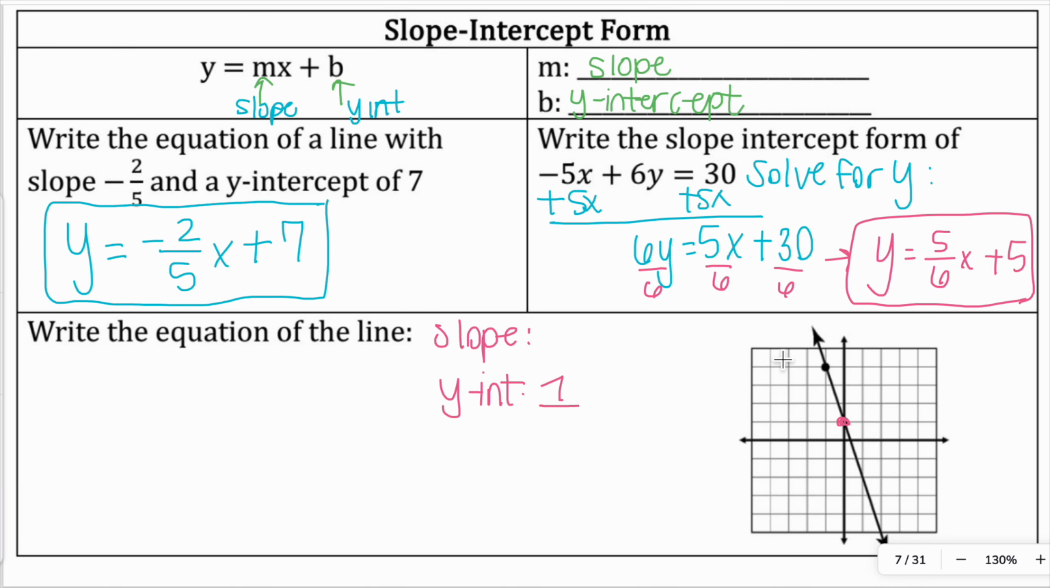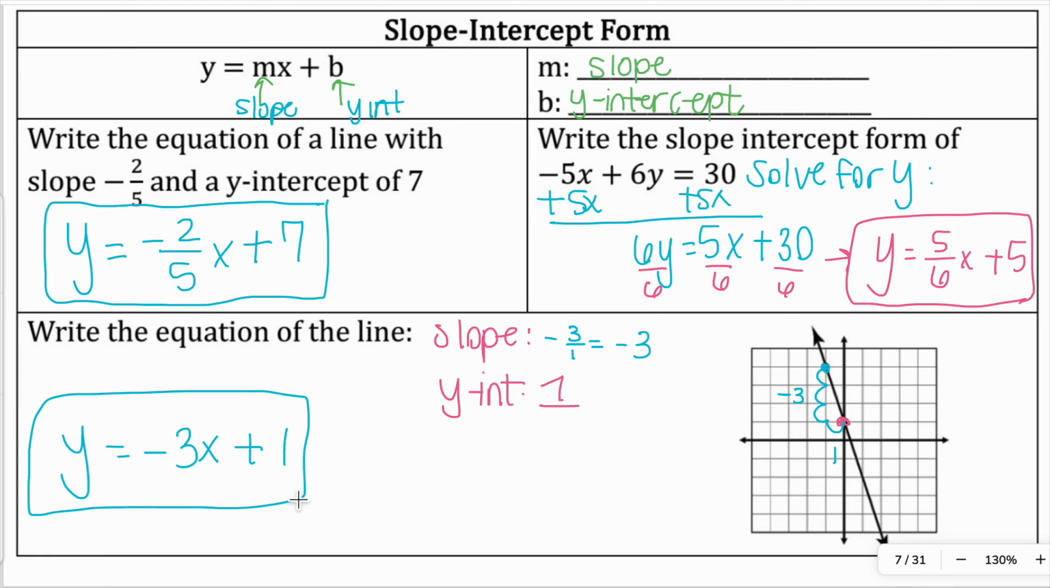So to find my slope, I'll start here. This is my left point, and it looks like I'm rising 1, 2, 3. So that's a -3, and I'm running 1. So my slope was -3/1, which just reduces to -3. So in slope-intercept form, I'd write y is equal to -3x plus 1. Okay?